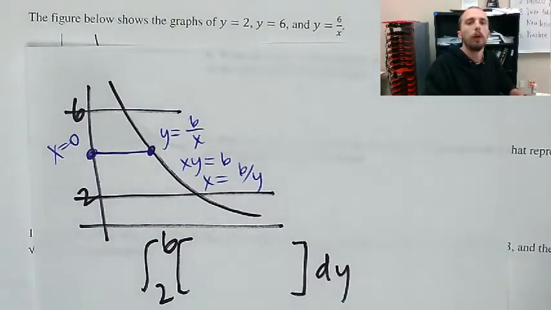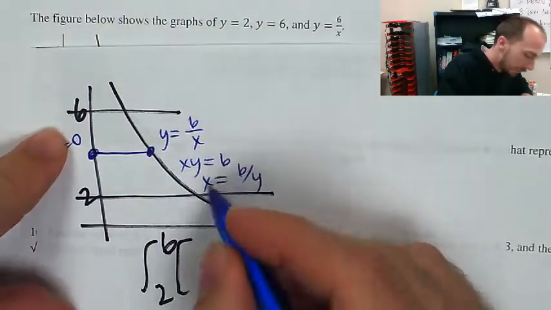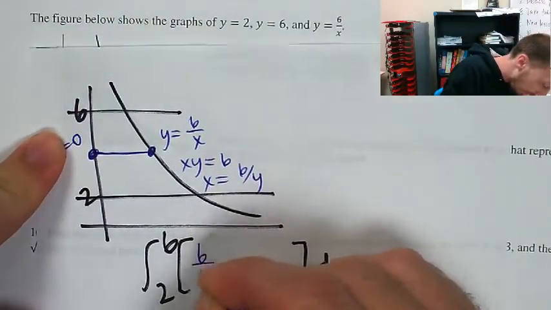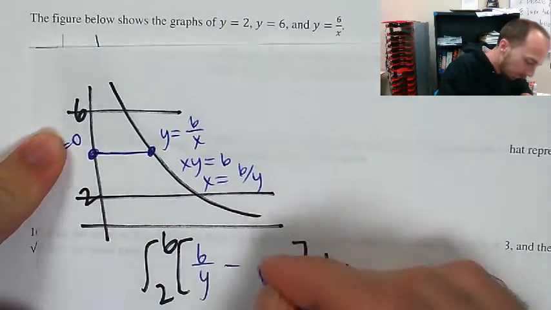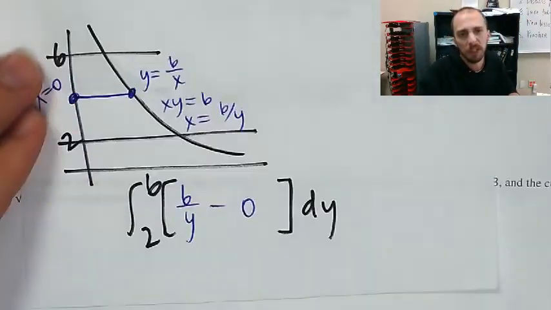And the integrand is going to be right minus left. Okay, well, right is x equals 6 over y, minus left is x equals 0. Okay, so that's something that we could integrate.